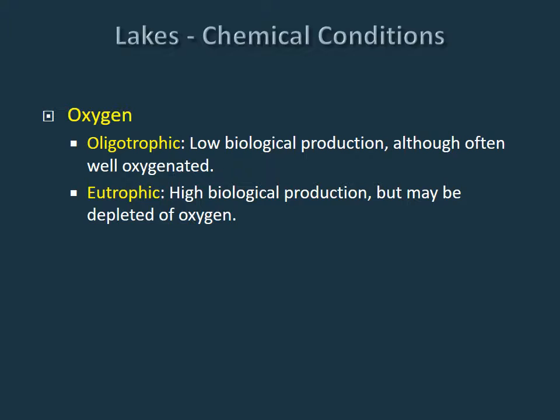Now, oxygen is a really important condition in a lake because it determines what types of organisms can live in the lake. And if we say a lake is oligotrophic, that means that it has low biological production, although it often has a lot of oxygen. And eutrophic means that it has high biological production. But because there's so many organisms in the water taking in a lot of oxygen, the water might get depleted of oxygen.